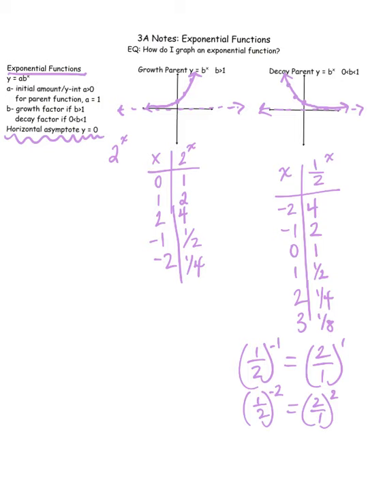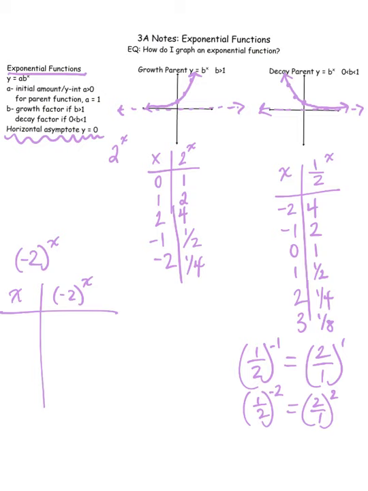Now, maybe you're thinking, what if b is a negative number? Can b, our base, be a negative number? Well, let's think about what that would look like. Let's say I choose -2, and I'm using 2 and 1/2 just because they're easier numbers to work with. You could choose 5 or 10 or 3 or whatever. Let's say I choose a negative base. So let's say we have y = -2 to the x power.